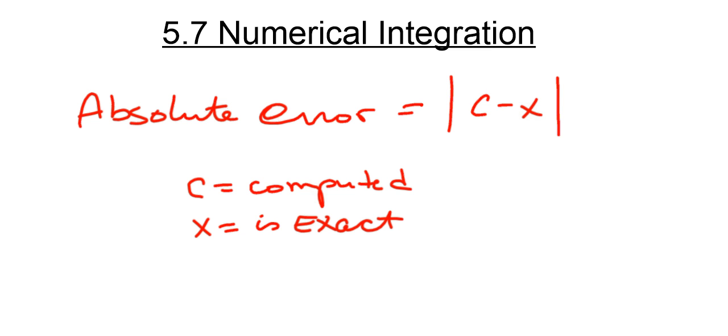5.7 Numerical integration. We're going to start, at the beginning of this section, with absolute error, which is the absolute value of the computed value minus the exact value. This gives us a percentage of error between the two computations. I will come back to an example of this, but I wanted to go ahead and get this out of the way.